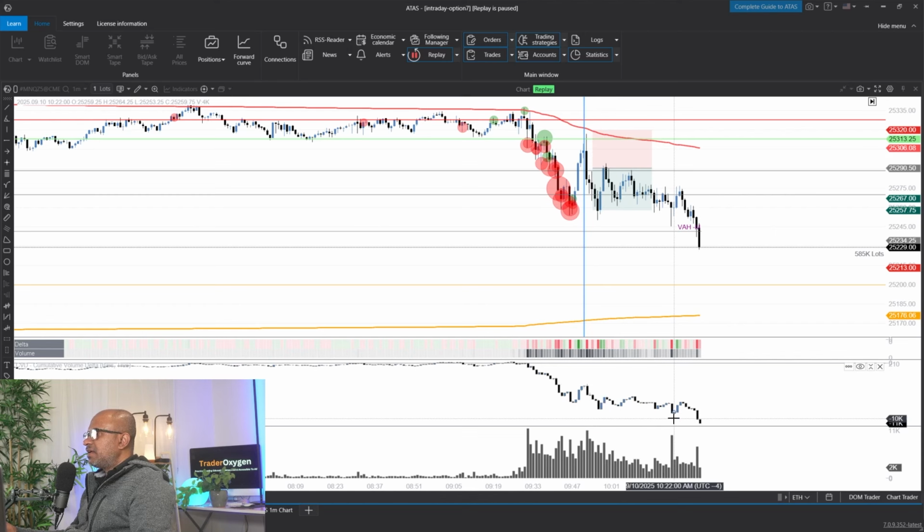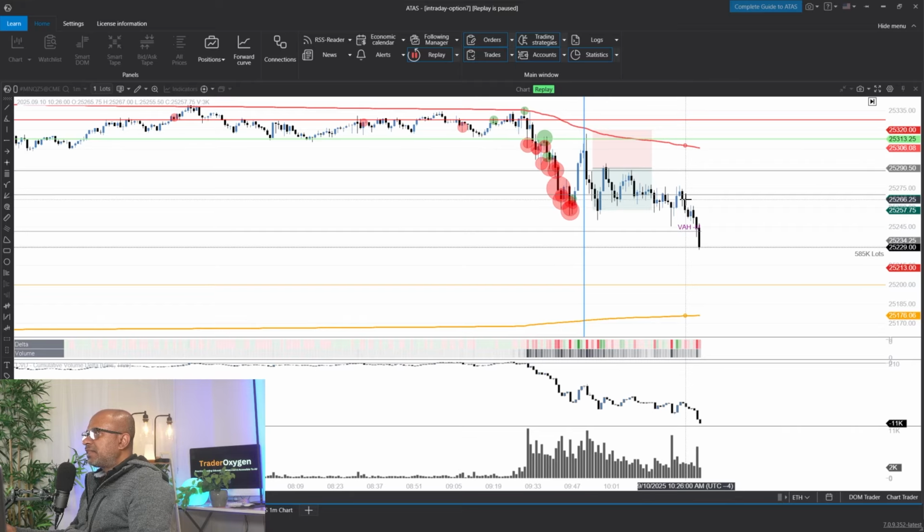So the CVD supports our bearish bias, making lower lows and lower highs. So the price is following the cumulative volume data. And also you can see when the price pushed down, the delta is negative, which means aggressive sellers. So the delta and the cumulative delta show us that aggressive sellers are active and pushing the price down.